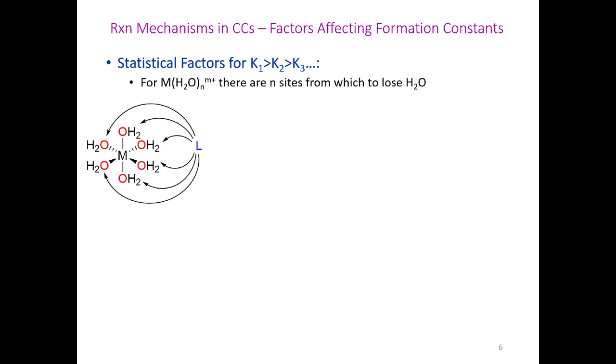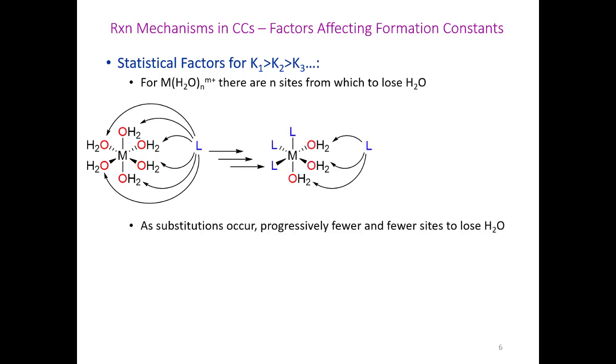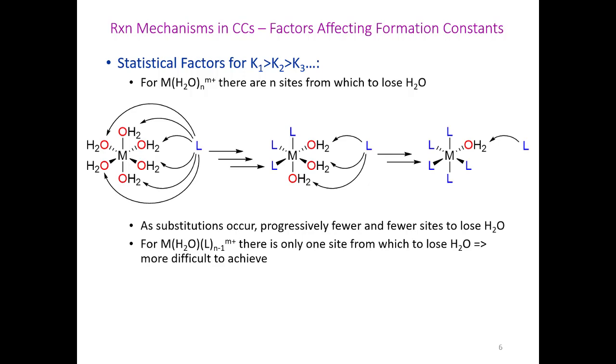with an L-type ligand. As substitutions occur, you get progressively fewer and fewer sites from which you can get a ligand substitution to occur. So there are fewer sites from which you can lose the water ligand. And eventually, once you've substituted all the water ligands except for one, there's only one site from which you can lose H2O. And this is very difficult to achieve, right? There's only one place where you can get a productive ligand substitution to occur. So it's difficult to achieve.